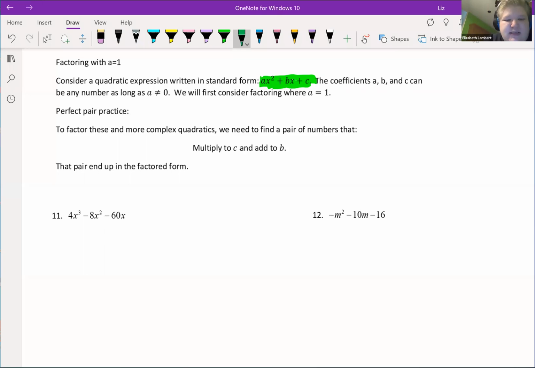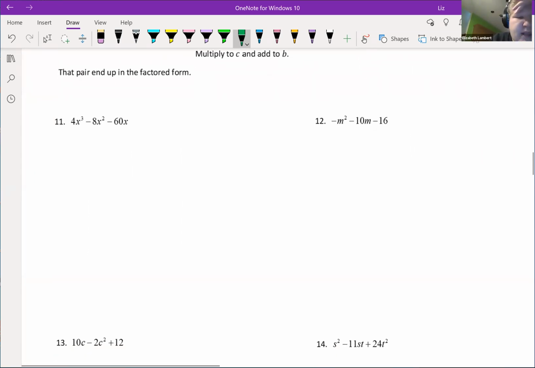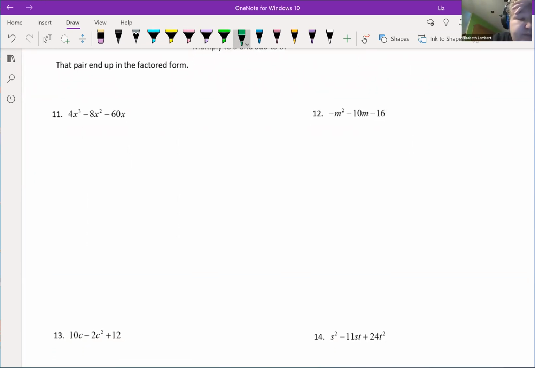On a lot of these, the directions will usually say factor completely. That's code for there's an extra thing you've got to factor. Let's take a look at number 11 here. I promised you a equals 1. Why is there 4 in front? Because 8 and 60 are also divisible by 4, and we're going to factor that out, and then the numbers are smaller. Always good. But notice also, that's a cubic. We can factor the x out as well. So that's our first step: factor out what they have in common. In this case, that is 4x.